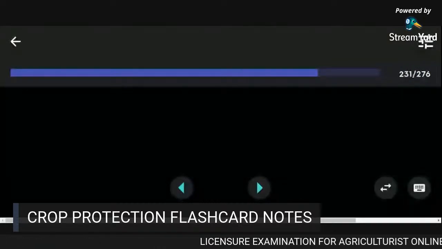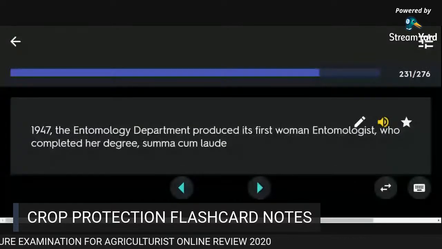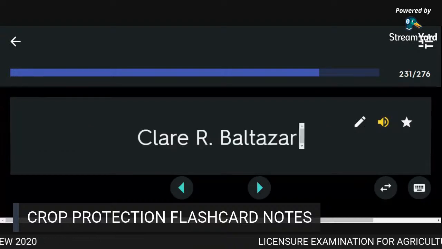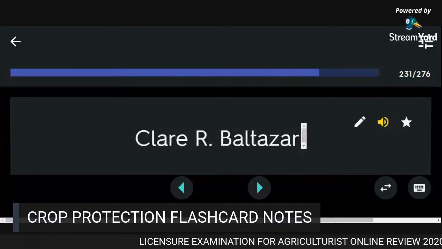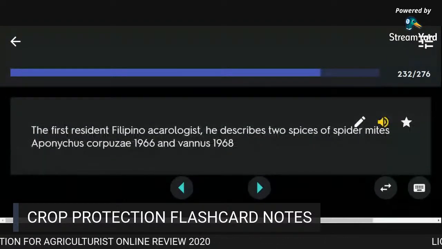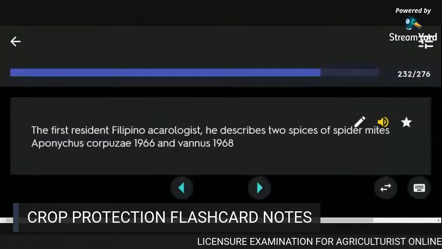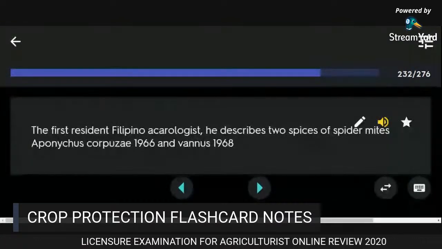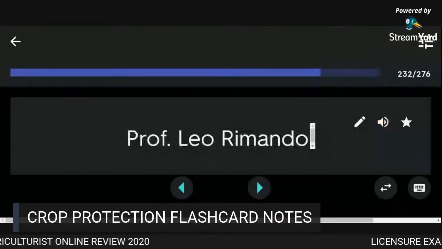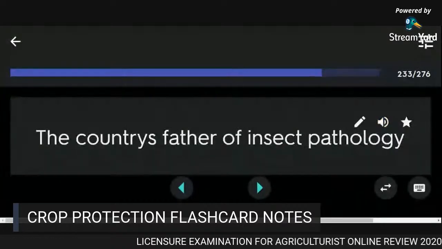1947, the entomology department produced its first woman entomologist, who completed her degree summa cum laude. Clara Baltazar. The first resident Filipino acarologist, he described two species of spider mites in 1966 and 1968. Professor Leo Rimando. The country's father of insect pathology. Dr. Bernardo P. Gabriel.